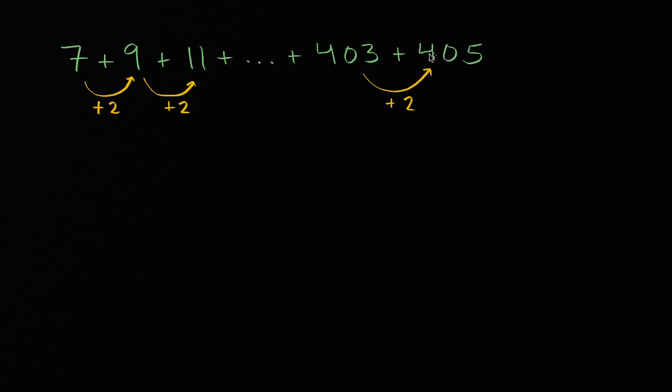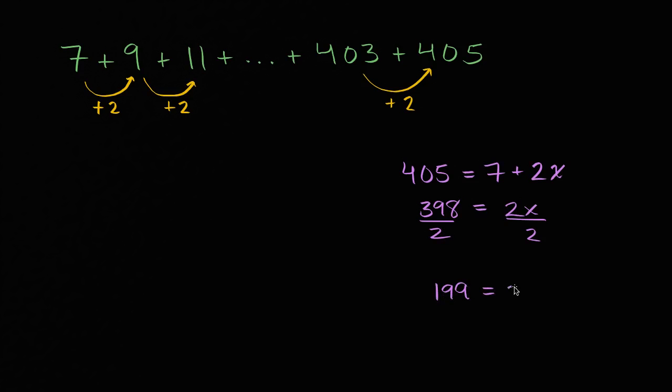So 405 is 7 plus 2 times what? So let me write this down. 405 is equal to 7 plus 2 times x. I'm just trying to figure out how many times I have to add 2 to 7 to get to 405. If we subtract 7 from both sides, we have 398 is equal to 2x. Divide both sides by 2, and we get 199 is equal to x.